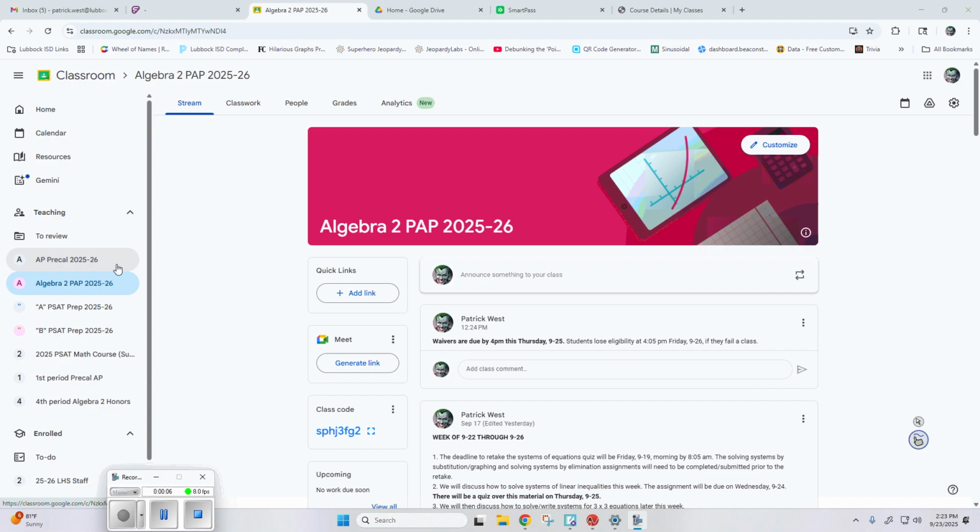Good, good, good. Okay, a couple of housekeeping items for you. This coming Friday morning, the 26th, by 8:05, is the deadline if anybody wants to retake the systems of equations quiz from this past Thursday. You have to have both the substitution and the elimination assignments completed before you retake.